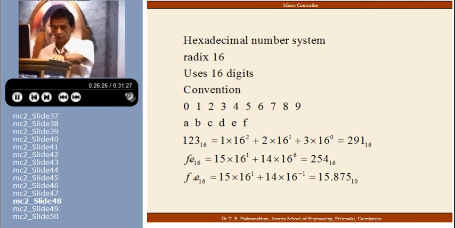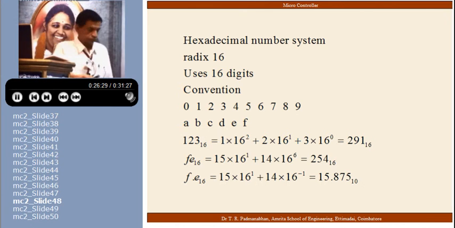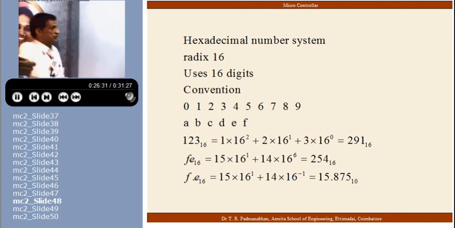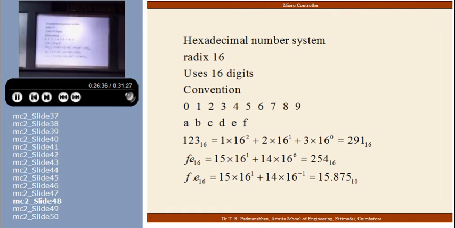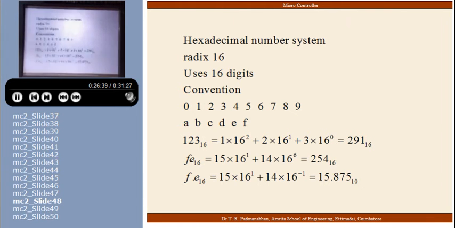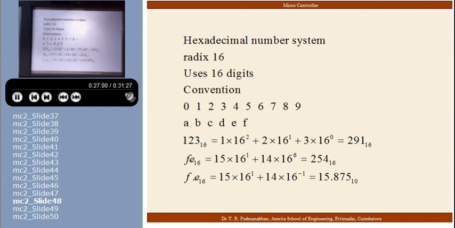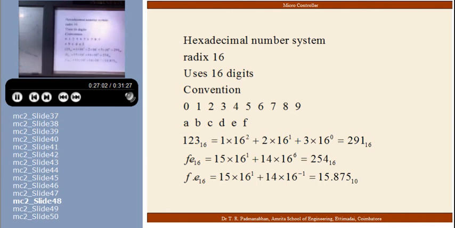Coming back here, with a hexadecimal system, it has a radix of 16. There are 16 individual characters which are used as digits. The convention is to use all the characters used in decimal system, 0, 1, 2, up to 9. After that, you require 6 more characters. The convention is to use A for the next one, B, C, D, E, F.